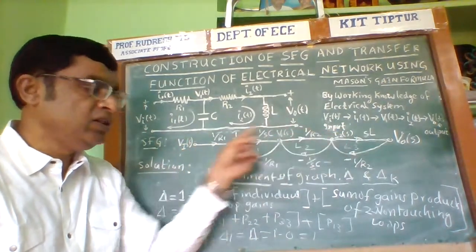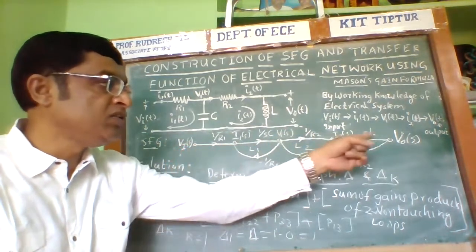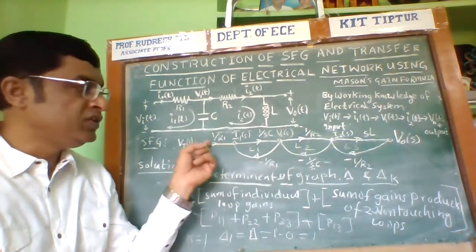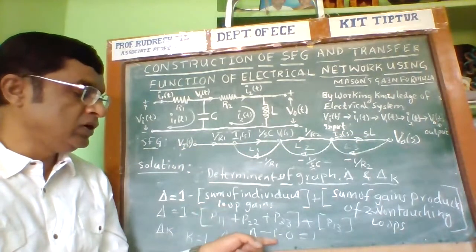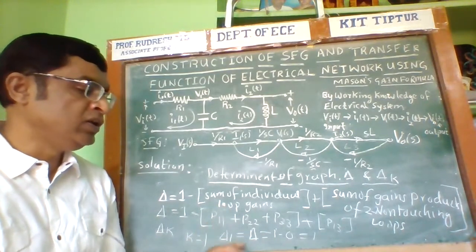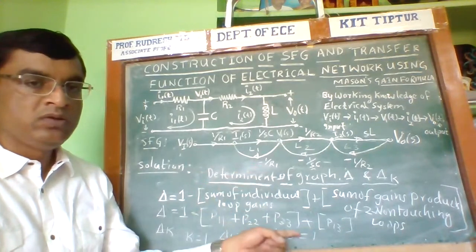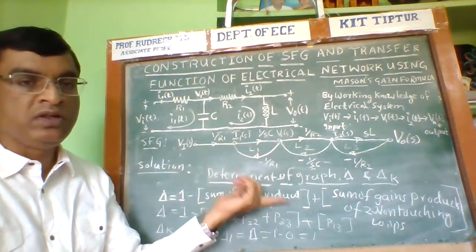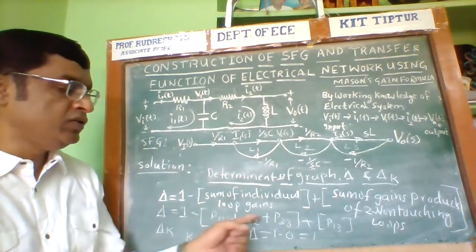By considering the part of the graph which is not touching the first forward path: all parts of the first forward path are touching, therefore there is no need to calculate. That is why delta 1 is equal to 1 minus 0. The sum of individual loop gains is 0 and the gain product is also 0. Therefore, delta 1 is equal to 1.